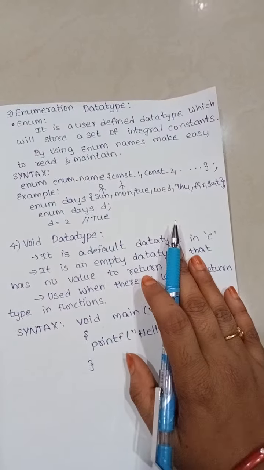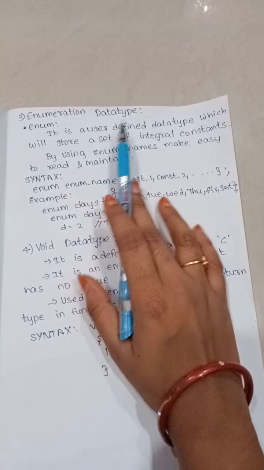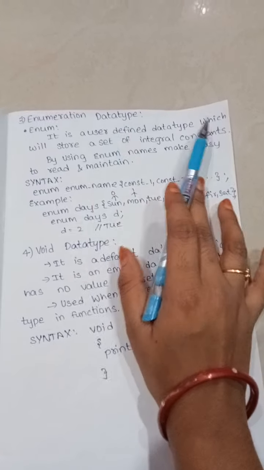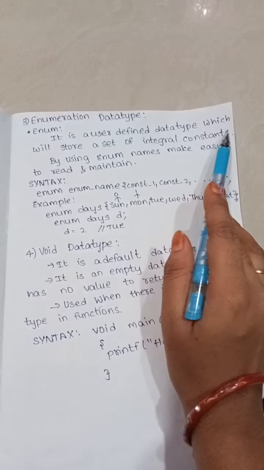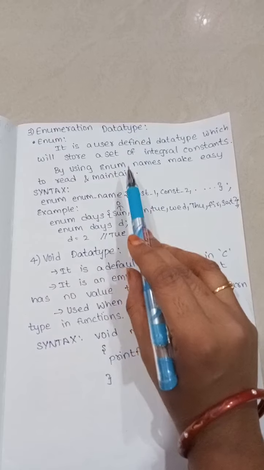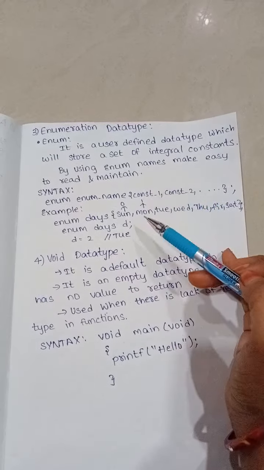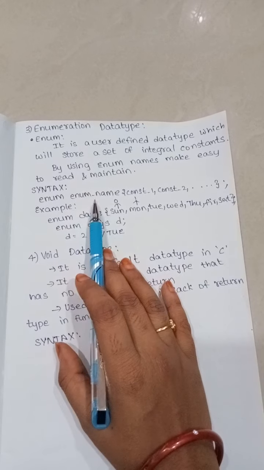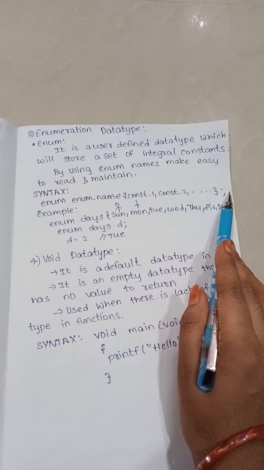Let us move to the next topic, that is enumerated data type. Here we have only one, that is enum. It is a user-defined data type which will store a set of integral constants. Here we are storing the whole set of constants in one single data type. It will help us make the program easy to maintain. The syntax is enum, name, and we declare the number of constants we require.